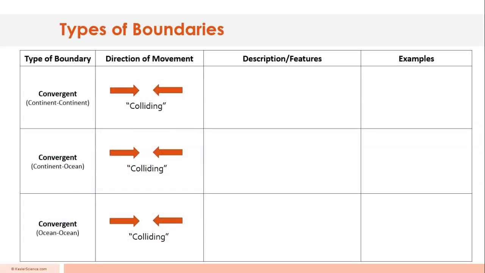All right, so we are going to fill in the top part here for continent to continent convergent. Both plates have the same density. One plate isn't more dense than the other. If it was, then one would slide underneath the other one. But because their densities are the same, that doesn't happen. It creates folded mountains, and the most famous example of those would be the highest mountains in the world, the Himalayas, including Mount Everest.